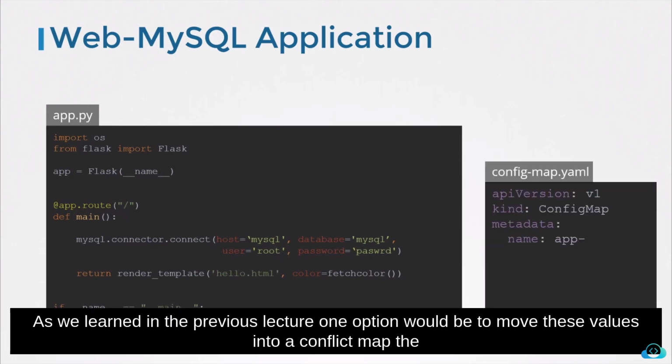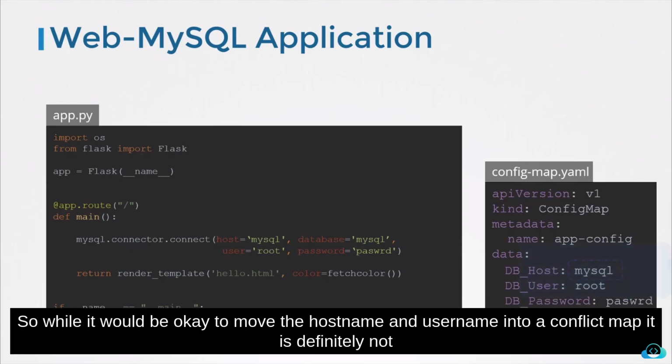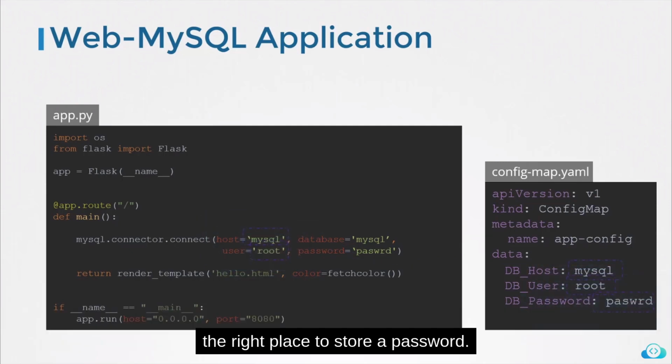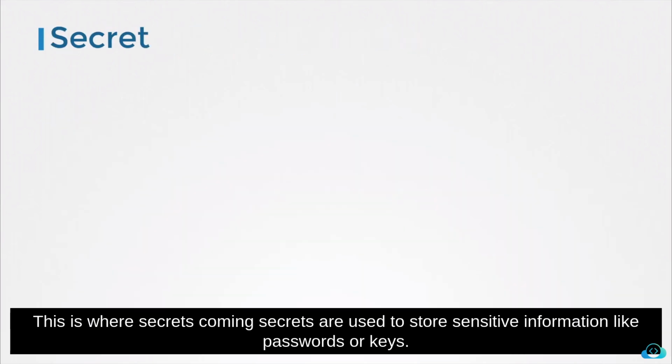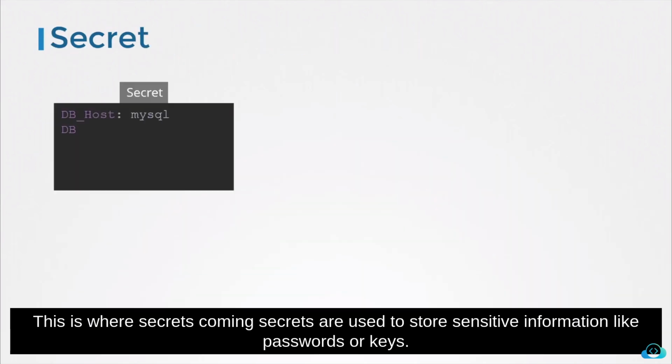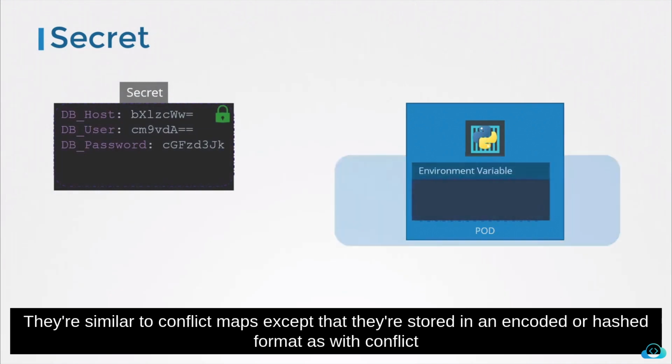As we learned in the previous lecture, one option would be to move these values into a config map. The config map stores configuration data in plain text format. So while it would be okay to move the host name and username into a config map, it is definitely not the right place to store a password. This is where secrets come in. Secrets are used to store sensitive information, like passwords or keys. They're similar to config maps, except that they're stored in an encoded format.